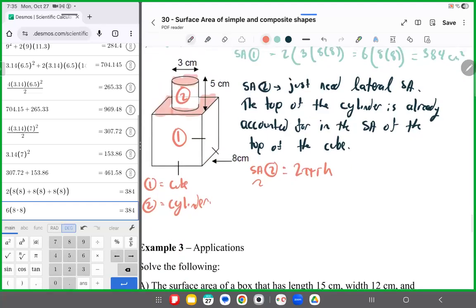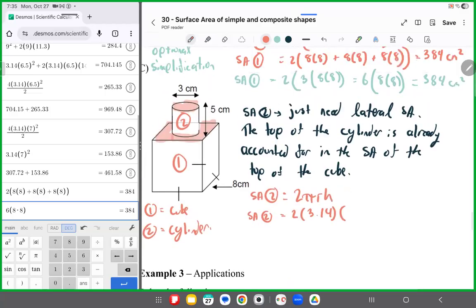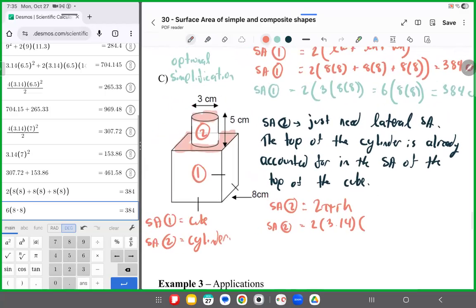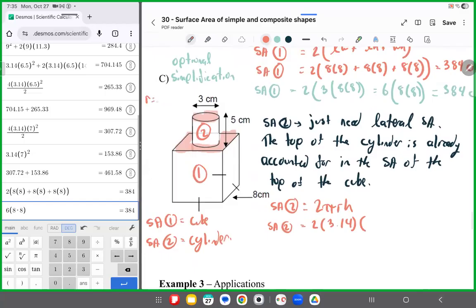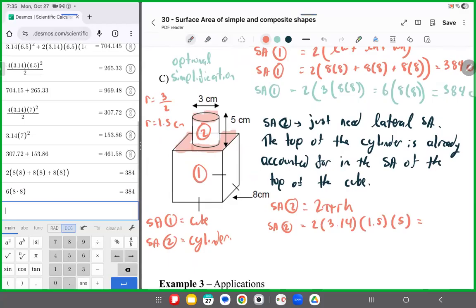So to continue this on, for the lateral surface area of the cylinder, this will be 2 times 3.14 times the radius. Now in this case, they told us that the diameter is equal to 3. So the radius will be equal to 3 divided by 2, which will be 1.5 centimeters, times the height, which is 5. And so if we type this in, 2 times 3.14 times 1.5 times 5, we get 47.1, and this is in centimeters squared.